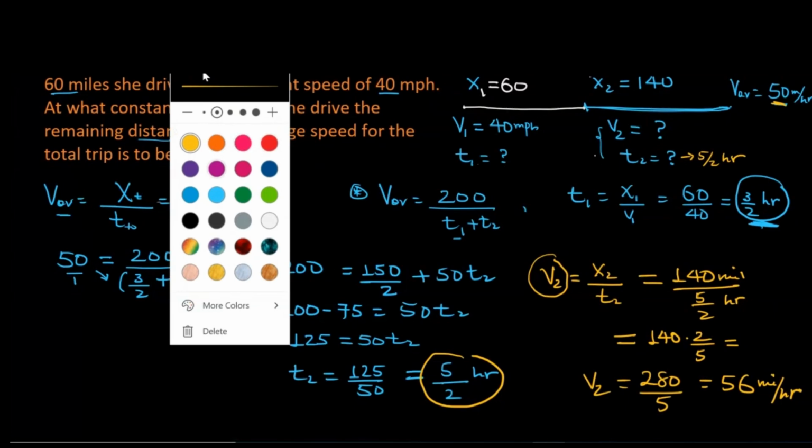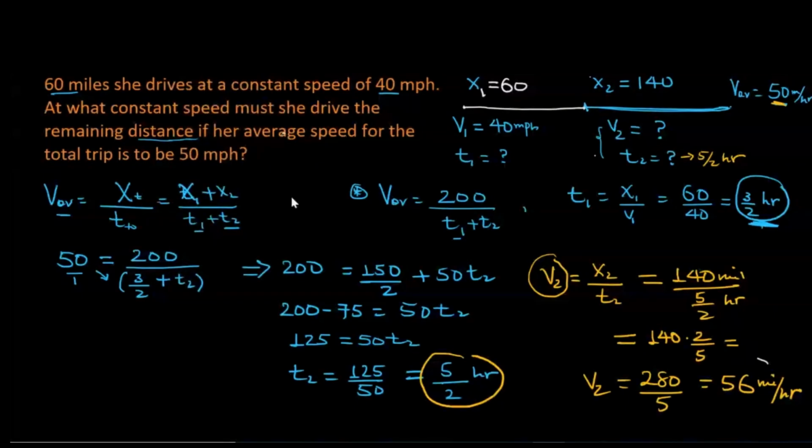Look now, let's assess this problem. 56 miles an hour. Well, theoretically it makes sense because she was moving at 40 miles an hour for the first 60 miles, but she needs to have 50 miles an hour on average for the total trip. So that means she has to speed up a little bit, to 56. Otherwise, she's not going to have the 50 miles an hour as the average velocity of the total distance, or the total trip covered.